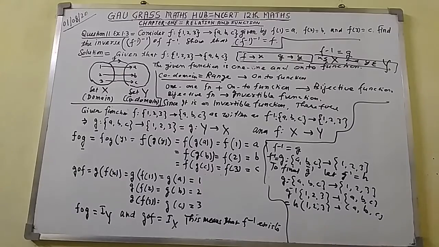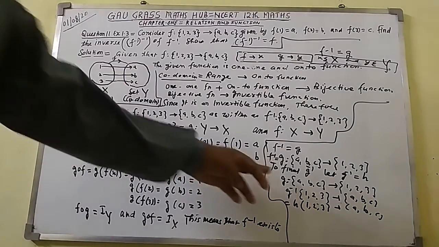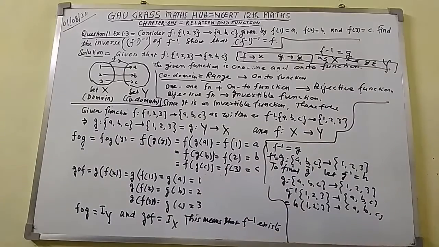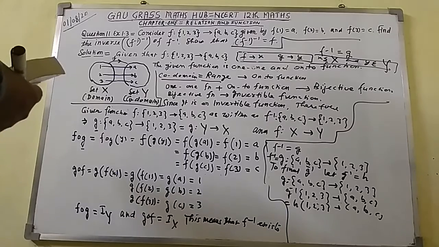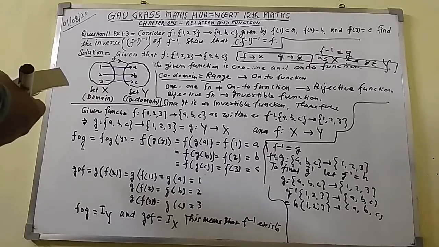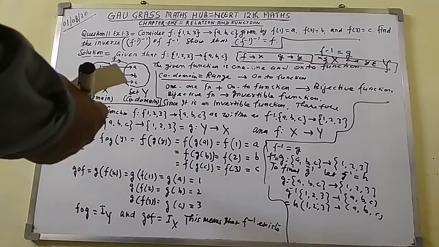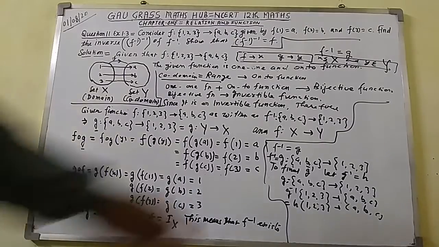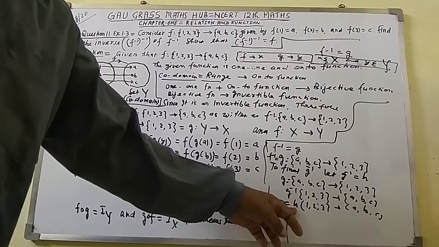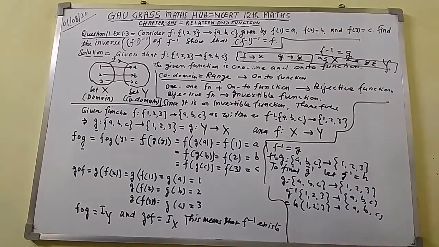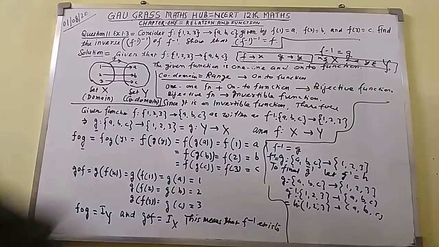I have taken H as the inverse of G. So what to do here? Here you have got G, and here you have got H. So now you have to relate GOH and HOG. You have to relate GOH and HOG. Then you have to fix the identity function. Then it will become correct.